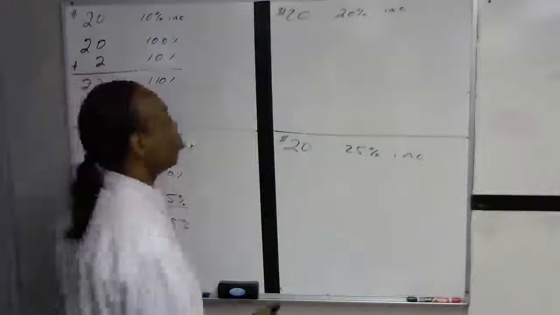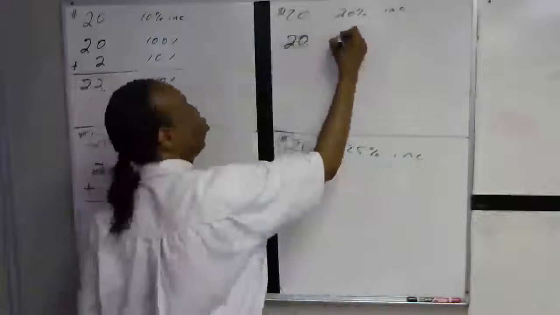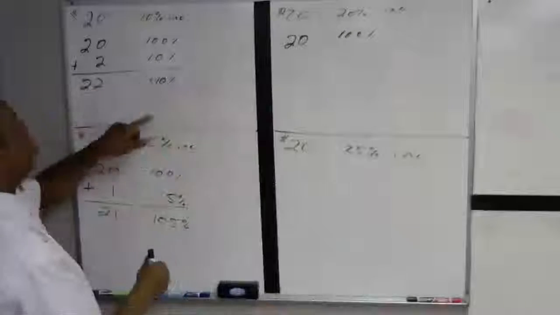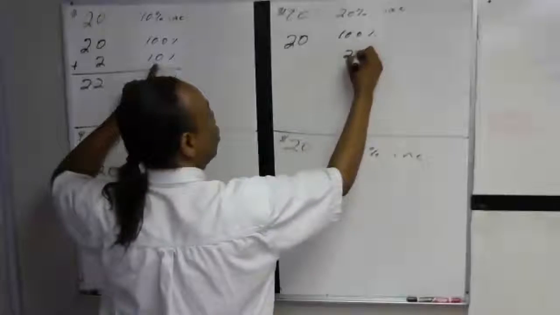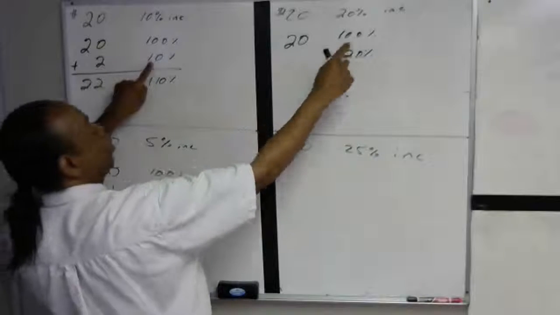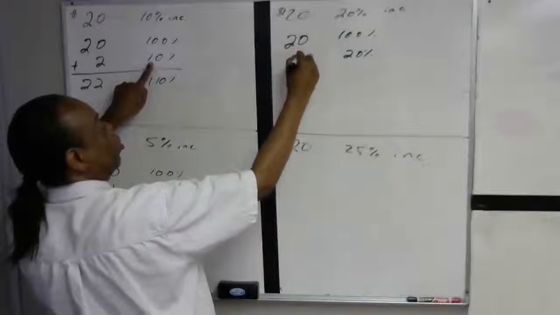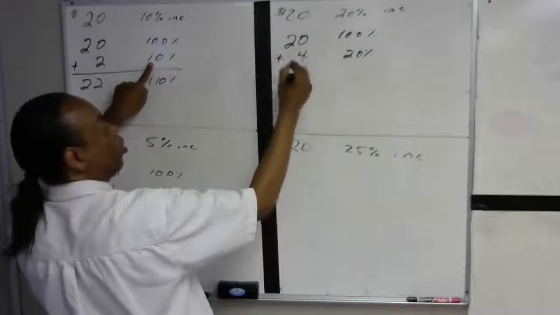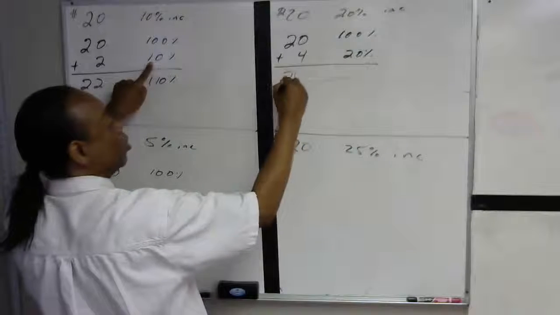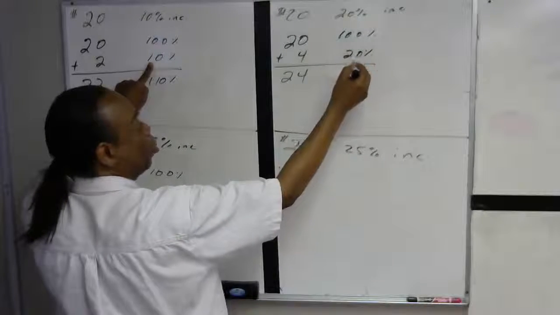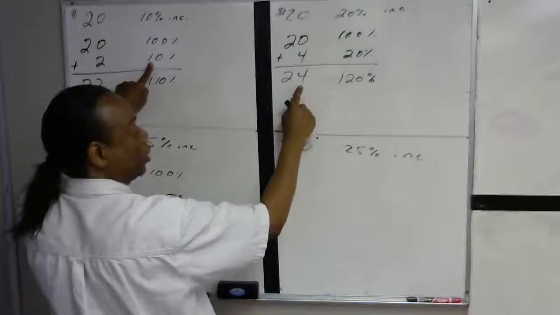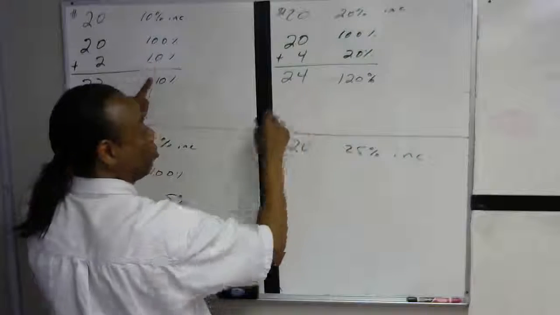Once again, 20 represents 100% of the value. And we want 20%. If 10% is 2, then 20% will be twice as much, which is 4. So this is going to be your 20% increase. So 20 plus 4 is 24, and 120% is the final result. This is your increase. This is your final amount, 120%.